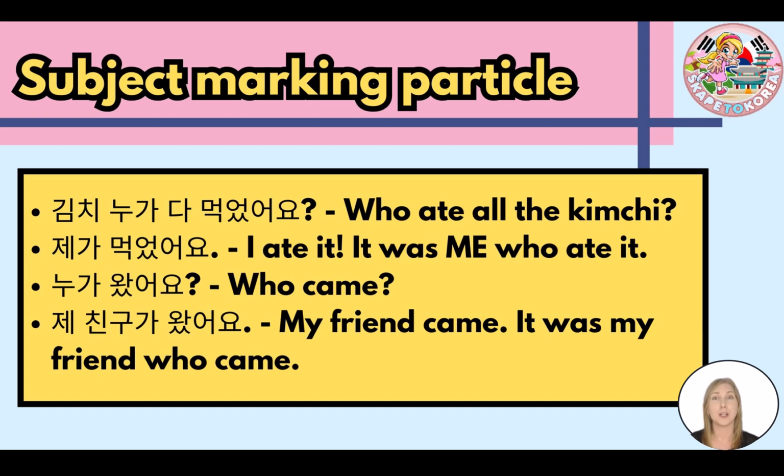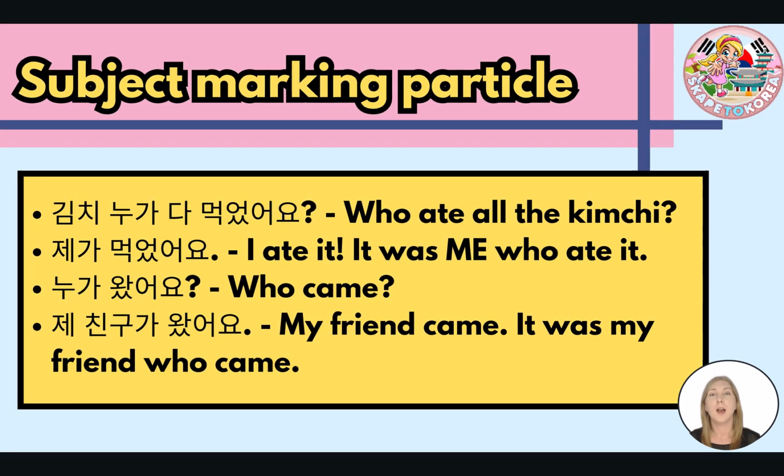So usually it will be either adding 이 or 가 at the end, but 누구 is an exception. There is also an exception for 저 becomes 제가. These are just what you need to remember, but there's not many of these exceptions. So, 김치 누가 다 먹었어? Who ate all the kimchi? And then you can say 제가 먹었어요.